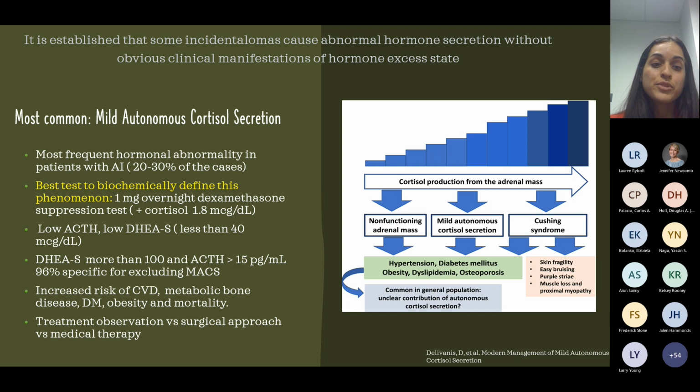These patients can have risk for cardiovascular disease. They can have risk for diabetes, obesity, and metabolic bone disease. And then for the treatment, we need to have a very good conversation with the patient. We have to evaluate what are the risks that these patients are having, and then make a decision about observation versus surgical approach versus medical therapy. If we have a patient that we think is going to be at risk for cardiovascular disease, or a patient that has cardiovascular disease, the surgical approach is going to be the best management. Why? Because it's the only therapy that we have that is going to decrease the risk for cardiovascular problems.